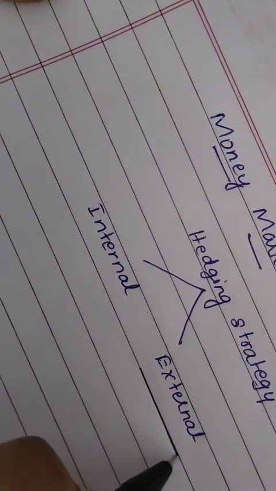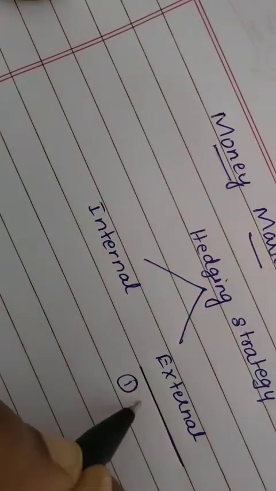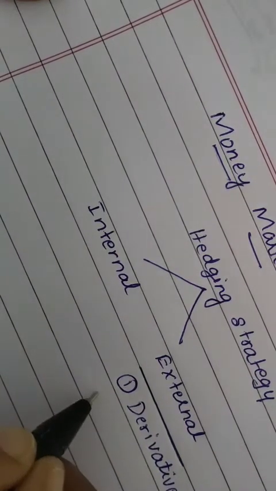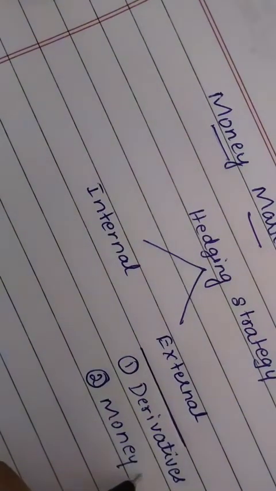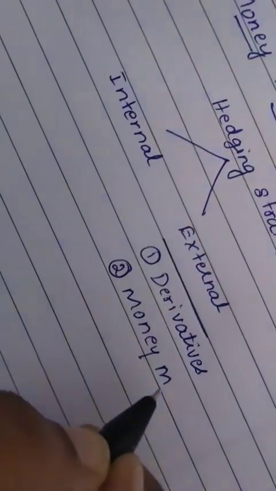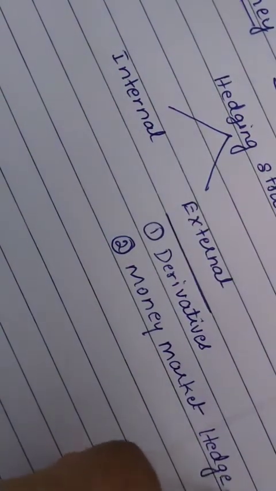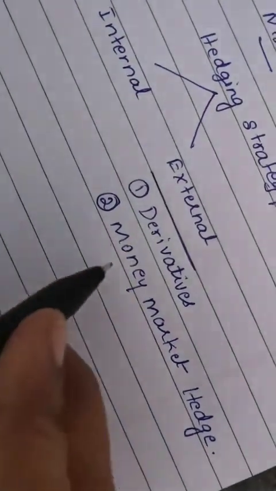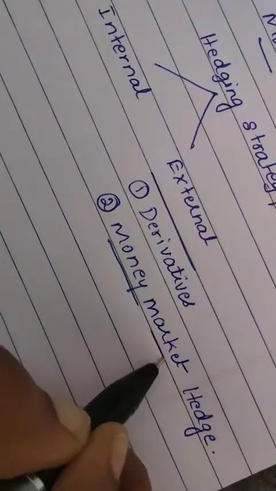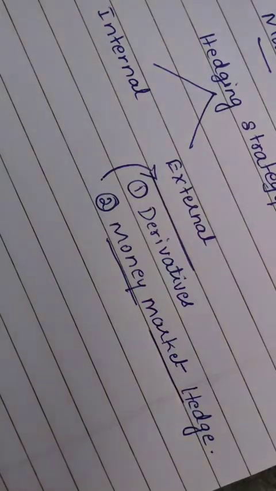So under the external hedging strategy, we have derivatives, and here we have a money market hedging strategy. So money market hedging is a part of external hedging strategy.